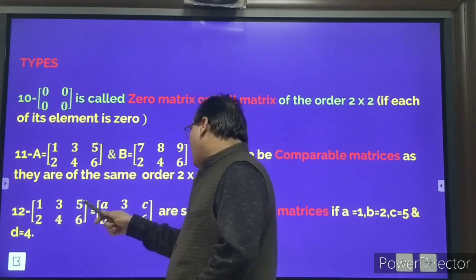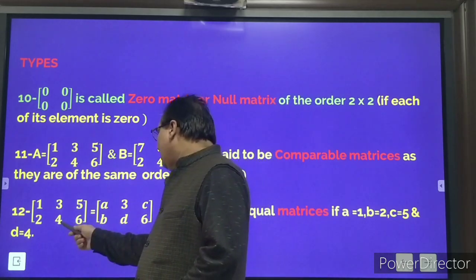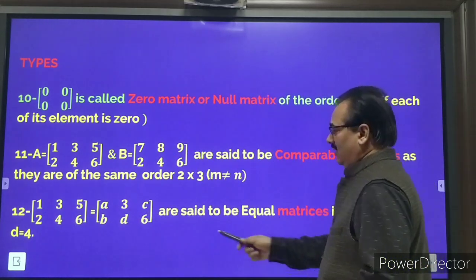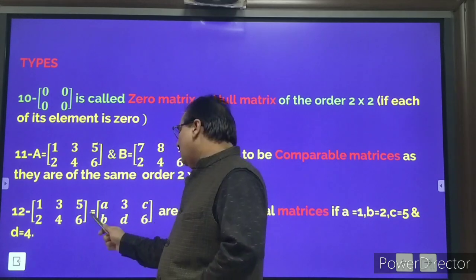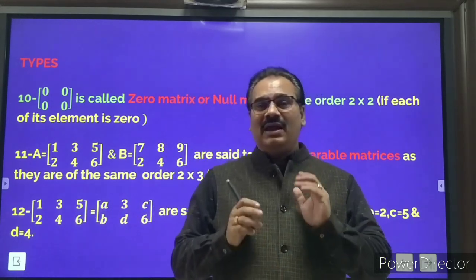Here there is a 2, so what should b be? b should be 2. Here there is a 4, so what should d be? d should be 4, and here it is already 6 and 6 is here. So both matrices you can say are equal matrices.